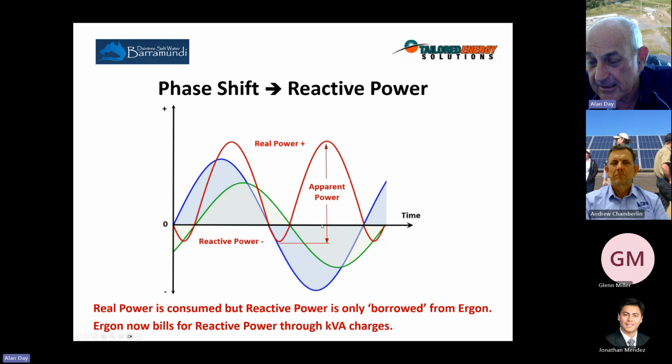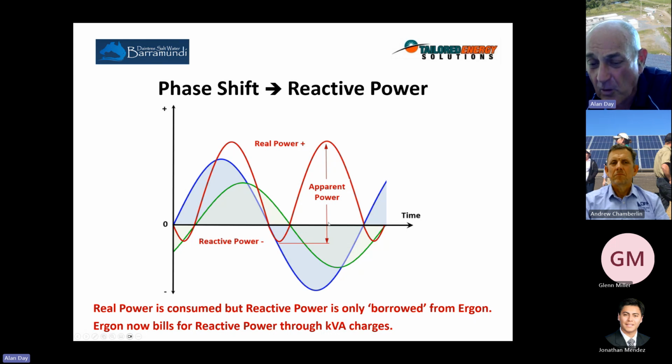Because of net metering, it means that Ergon have had to allow for that whole power range, we call the apparent power. So all the generation, all the distribution, all the transmission lines, all the transformers on your property have to be able to handle that much power. But Ergon are only getting paid for the top bit that you actually consume.